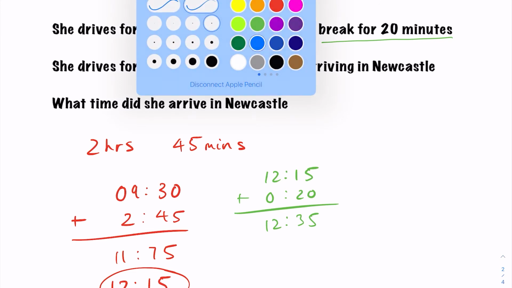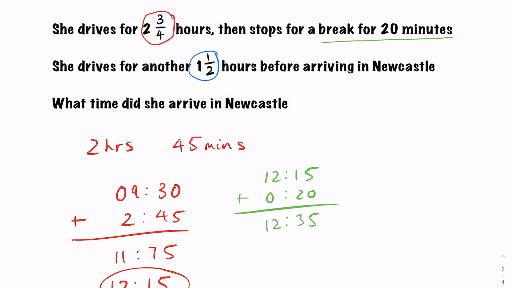And so, finally in blue, she drives for another 1.5 hours before arriving in Newcastle. So we're going to have to find out what 1.5 hours is in hours and minutes and add that on to 12:35. So 1.5 hours in hours and minutes would be 1 hour and 30 minutes. Again, that's one of the standard measures that I expect you to know. So quarters, halves, 3/4 of an hour are good handy ones to know. If you didn't know what half an hour was, you can just times 1/2 by 60 to get 30 minutes there.